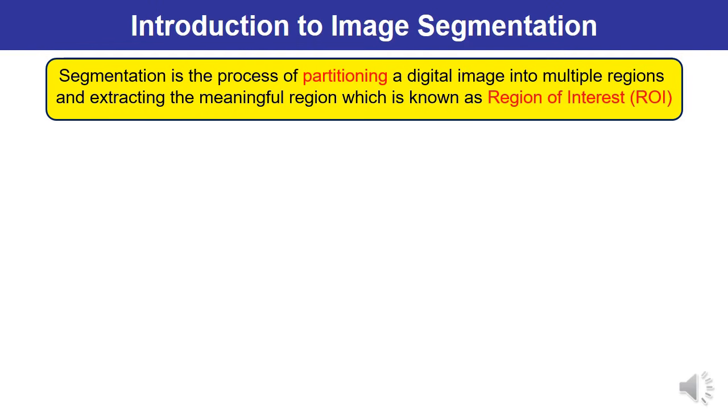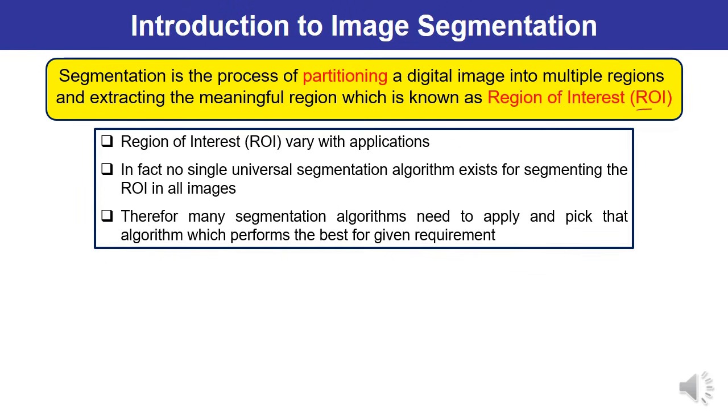Segmentation is a process of partitioning a digital image into multiple regions. As I have told you, partitioning an image into multiple regions and then extracting the meaningful region, and this meaningful region is known as the ROI, the region of interest. If from that particular picture you want to segregate out the image of a flower or the pattern of a car, what is our ROI? That is the region of interest. And the region of interest varies with applications. This is an important point.